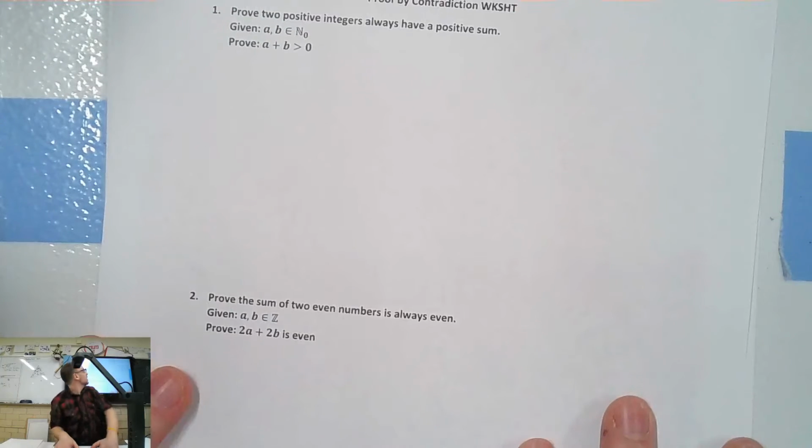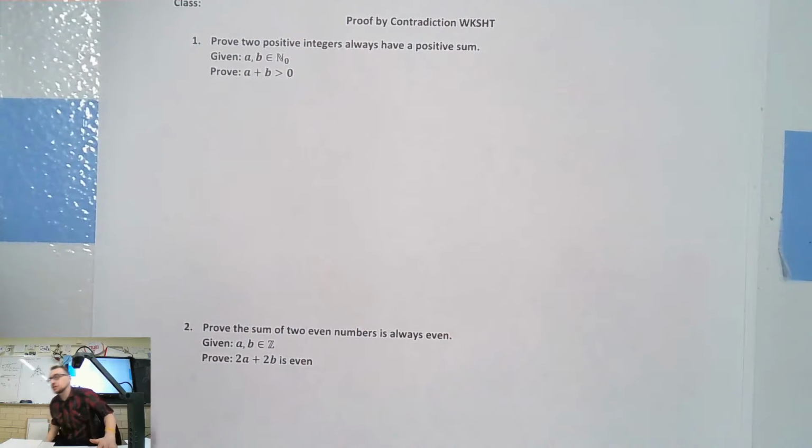Okay? Here's how proof by contradiction works. It's really hard to prove something true, right? Because you got to prove it true for everything, right? Prove that every other number is always even. I got to prove it for every single other number, right? That's a lot of numbers to do. So what we do is we prove that it's impossible for it not to be true.